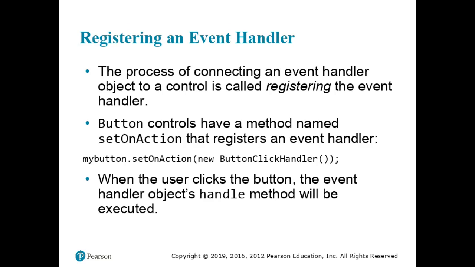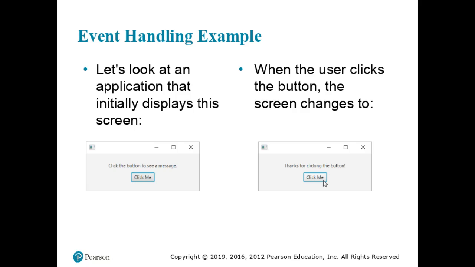To work, an event handler needs to be registered to an event source. For a button, we use a setOnAction method. Now, our example will be a simple program that causes the message displayed to change when the button is pressed. Let's take a look at the code.